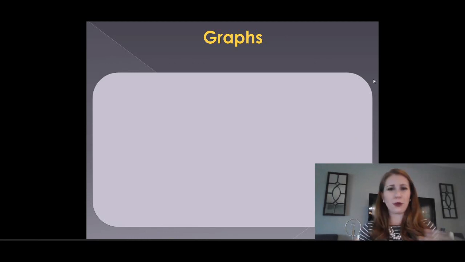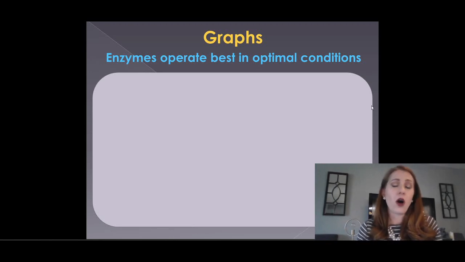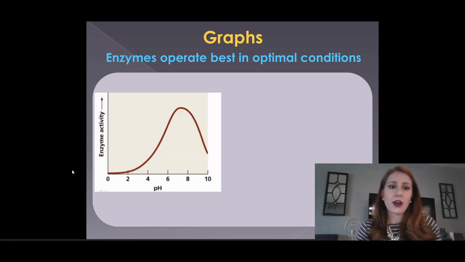I'm going to walk you through a couple of the graphs you may see regarding enzymes because they're very, very common, especially on quizzes or tests or just when you're looking to see if enzymes are working. They always operate best in their optimal conditions. So for example, we have a pH scale here from 0 to 10. 7 is neutral. So right here, we've got our 7. If we get higher than 7, that's going to be basic on our pH scale. If we get lower than 7, that will be acidic. Now the pH scale does go higher than 10, but for our purposes, we're just looking at this graph.